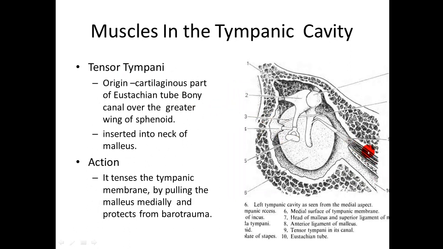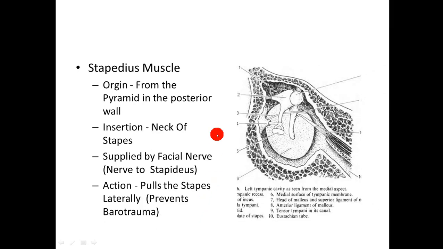You can see the tensor tympani taking origin from the canal above the auditory tube. This is the auditory tube, and here is the canal, and from which it is going to the malleus, and this will tense the tympanic membrane when there is high pitched sound to prevent barotrauma. Barotrauma means excessive sound leading to injury to the middle ear.